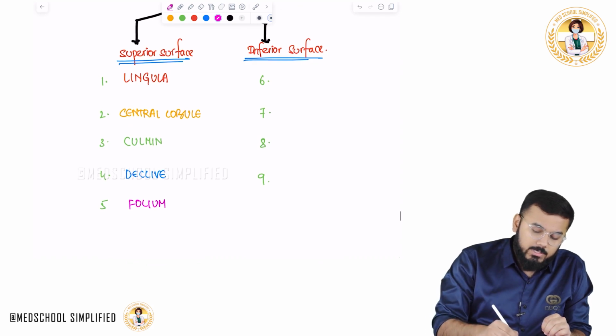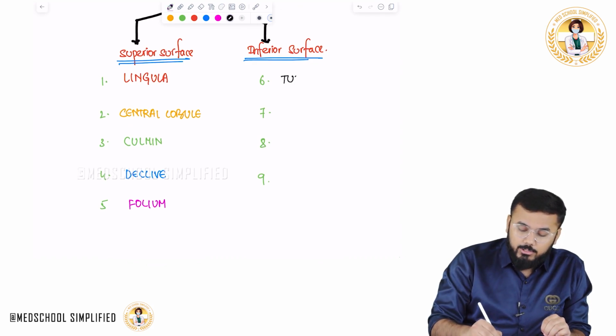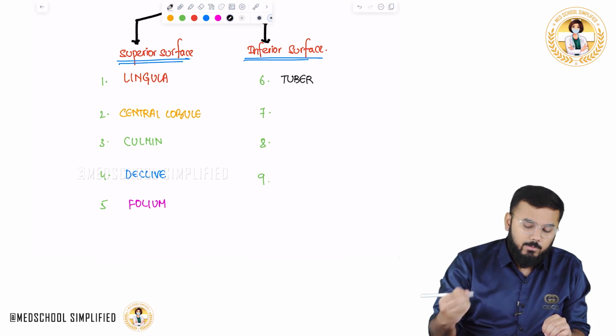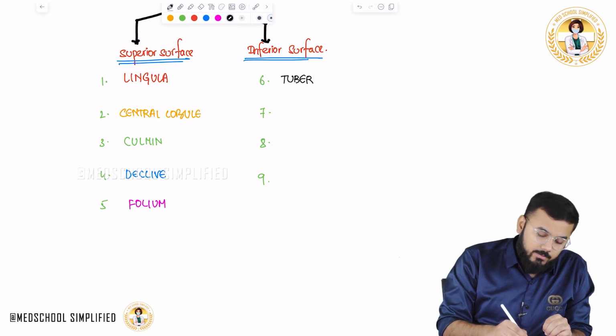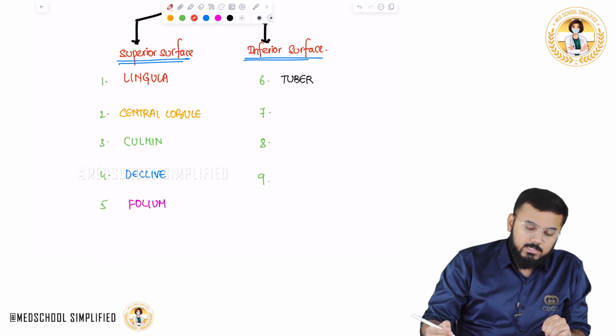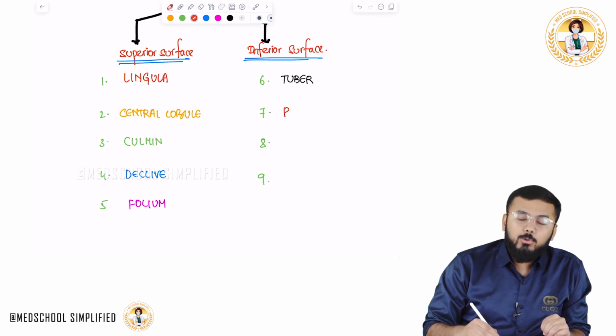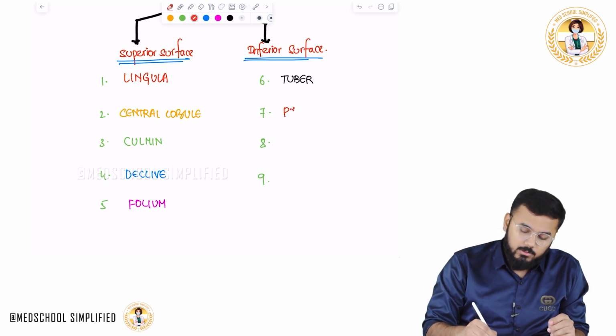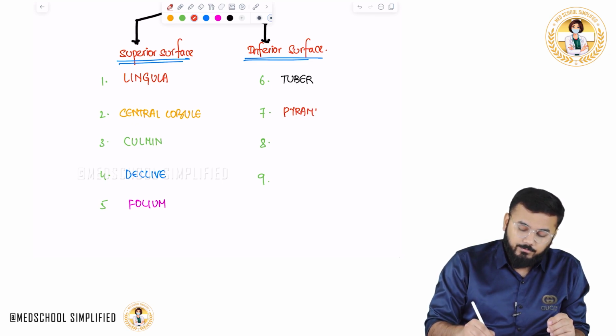And we have lobule number 6, which is called tuber. See, these are things you just have to memorize. Next, after that we have lobule number 7. Lobule number 7 is called pyramid.